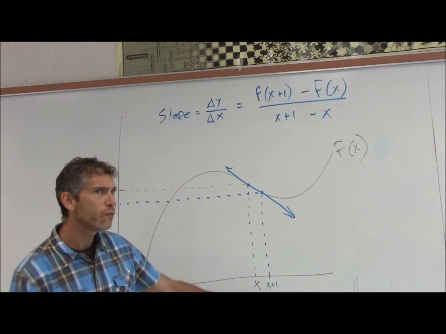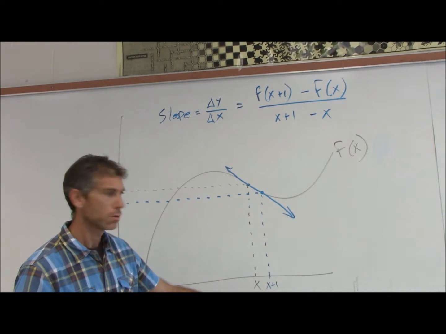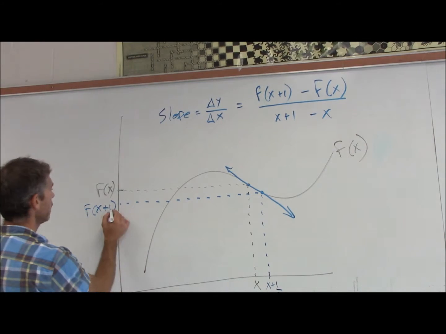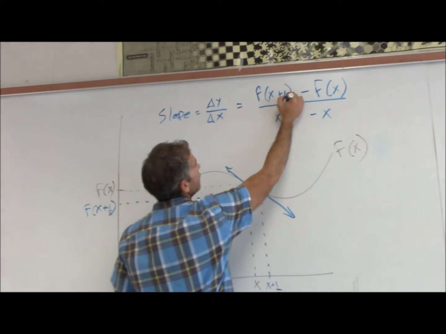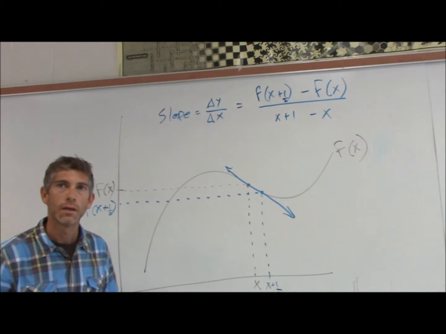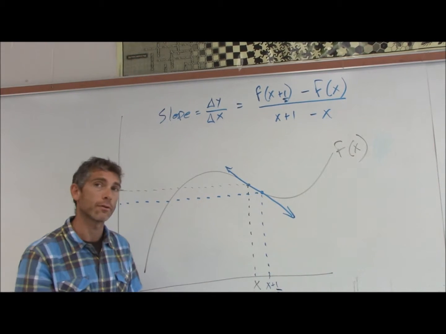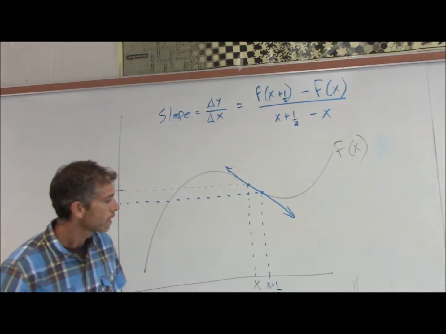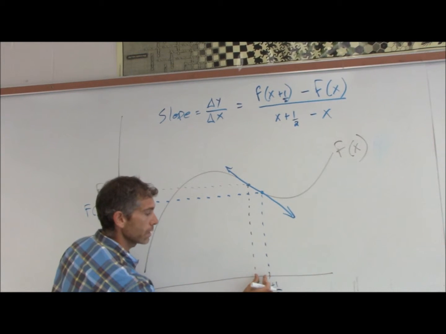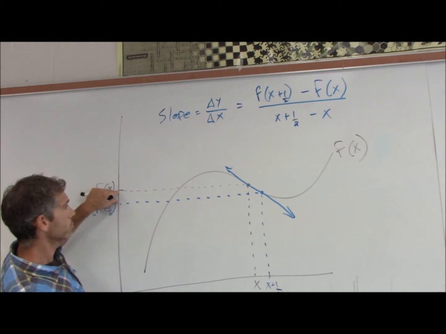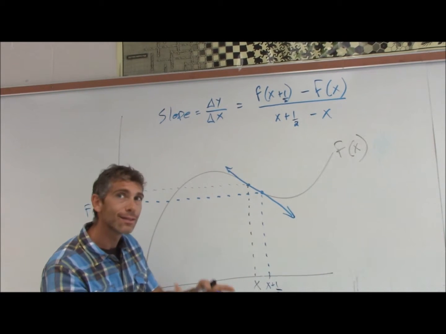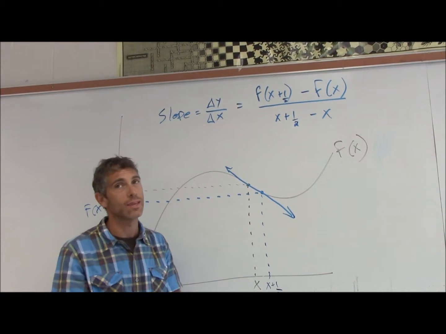Why did I move 1 to the right? Why don't I move a half a unit in? Now these two points are closer together. And there would be a half in the denominator too, right? Yes. And so these two points are visually getting closer together. This average rate of change is a little more aligned with the instant rate of change.